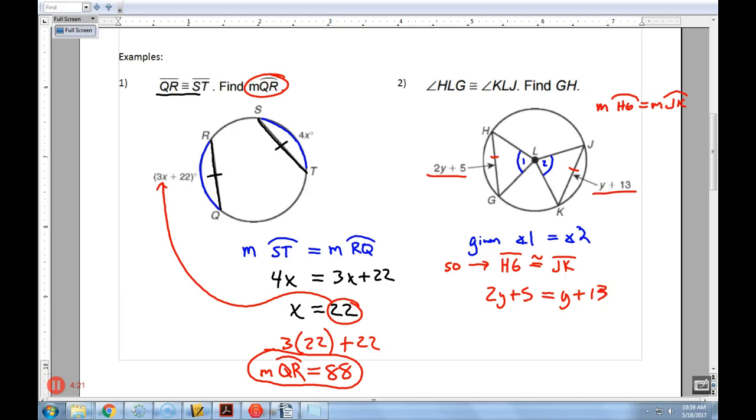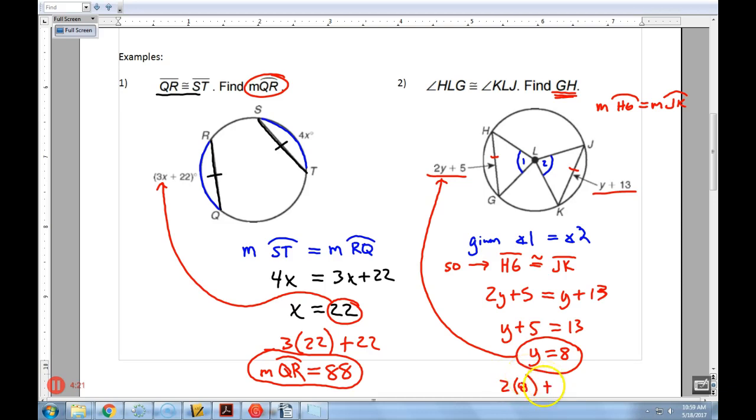And I do my algebra. I subtract the y's from both sides, and then I subtract the 5 from both sides, and I get y equals 8. Now they want me to find the length of GH. So I'm going to plug that 8 back in right here. And 2 times 8 is 16 plus 5 gives me 21 is the length of GH. Segment GH has a length of 21.